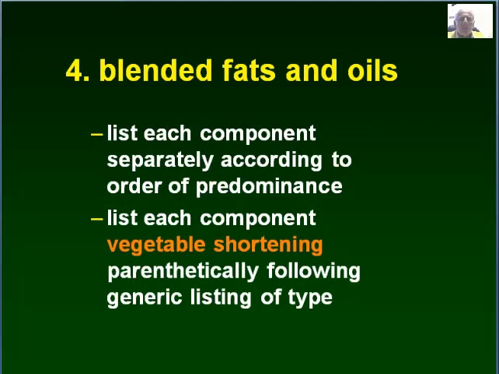If we look at blended fats and oils, you need to list each component separately according to the order of predominance. So if you happen to have blended fats and oils and you're using a blend of corn and soybean oil, and you're using more soybean than corn oil, then soybean oil would appear first, followed by corn oil. List each component. If you just put the term vegetable shortening, that is allowed. And then in parentheses, you would actually put the generic listing of the types of vegetable shortening that would be there. In other words, what was the source of that particular shortening? The same would apply for oils as well.